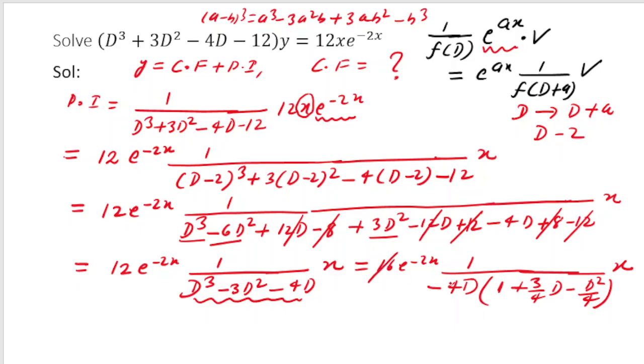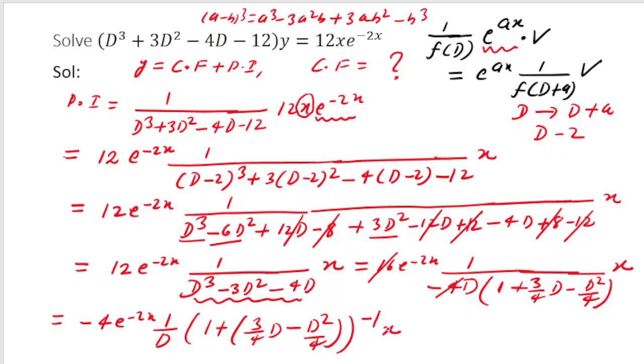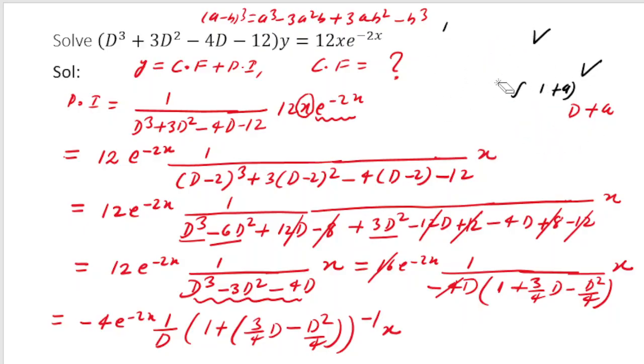Now for our convenience, we can cancel this 16 and minus 4. So what I will get is minus 4 e to the power minus 2x, 1 by D, and 1 plus 3 by 4D minus D square by 4, whole to the power minus 1, of x. I hope there is no confusion up to this. Because we don't have space here, I am going to remove this part, and I will continue here in the top, right, after this.